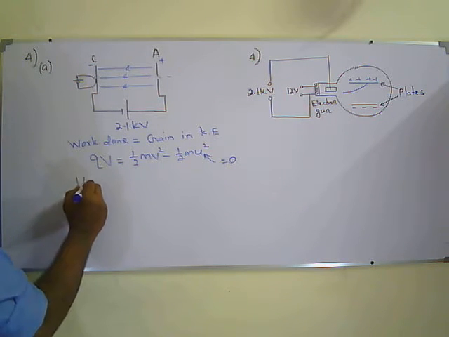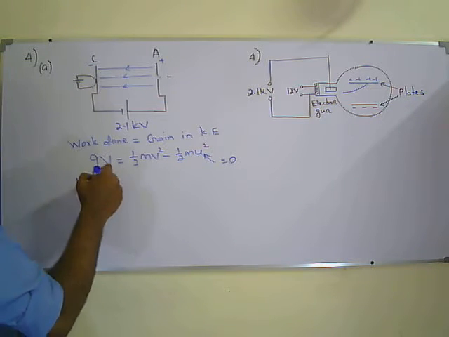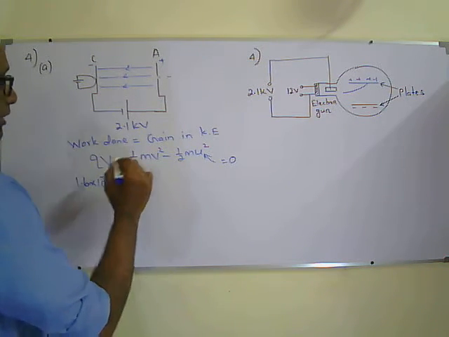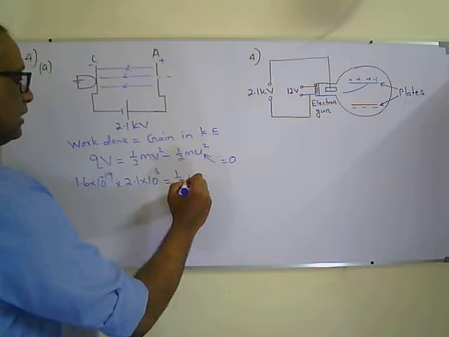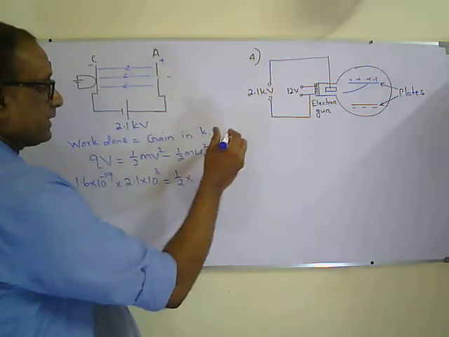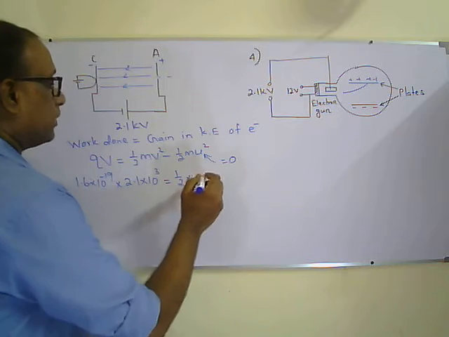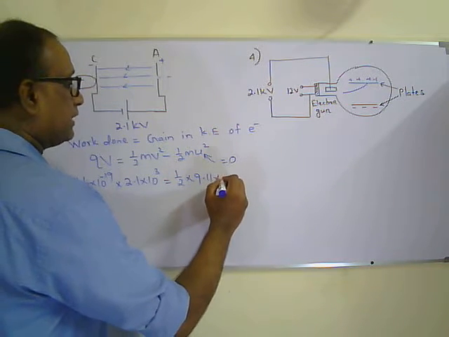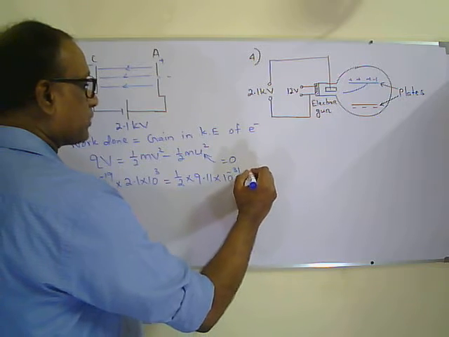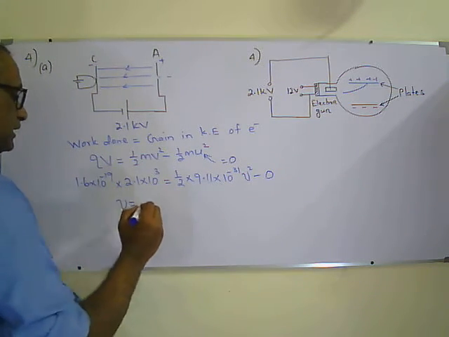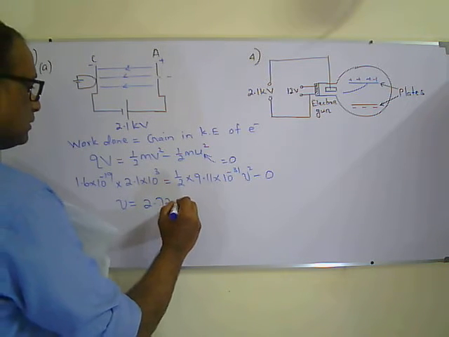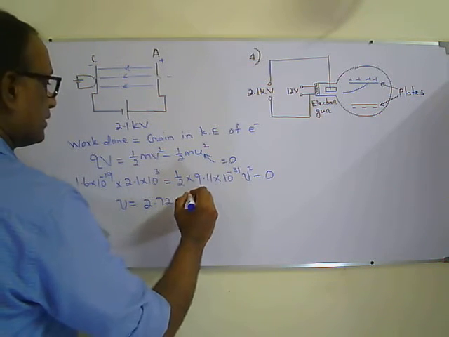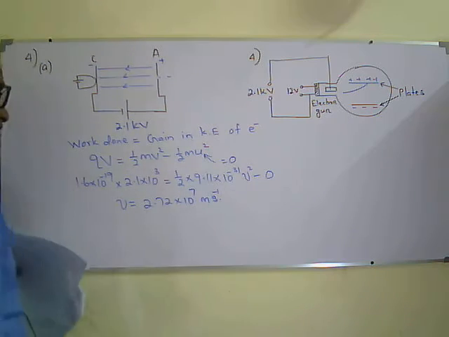Charge of the electron is 1.6 × 10^-19. Potential difference between the parallel plates, cathode and anode, is 2.1 kilovolts, so 2.1 × 10^3, equals half into the mass of the electron, the gain in kinetic energy of the electron. Mass is given in the data sheet, 9.11 × 10^-31, v squared minus 0. Solve it. You will get the speed of the electron when it enters the anode. The speed will be 2.72 × 10^7 meters per second.